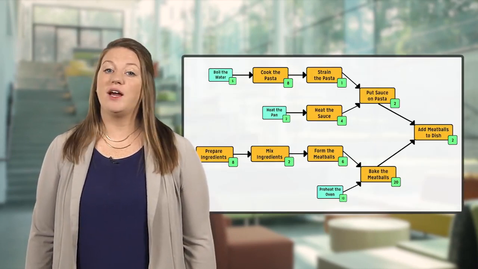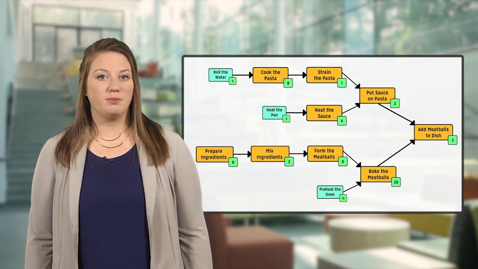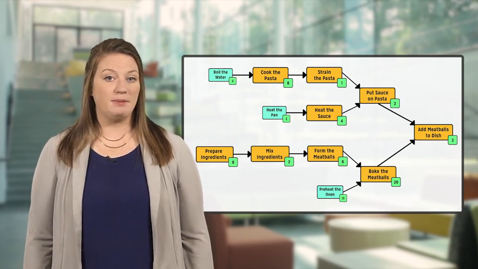So let's see what our CPM chart looks like now. As you can see, we now have 4 beginning to end paths. We also have coordination points at put the sauce on the pasta, bake the meatballs, and add meatballs to the dish.